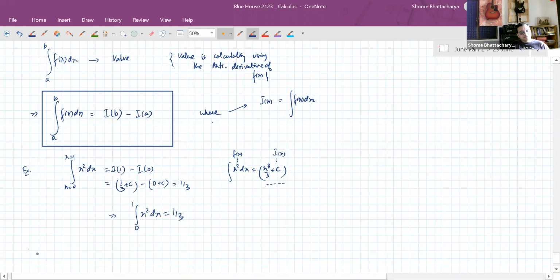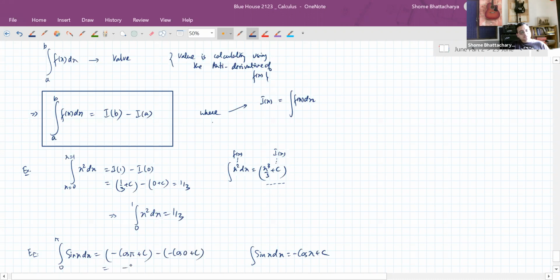Similarly, just to see what we got there, sin x from 0 to pi would be how much? Now we know that the indefinite integration of sin x gives us the antiderivative minus cos x plus C. So this would be minus cos pi minus of minus cos 0. C will anyway cancel out.